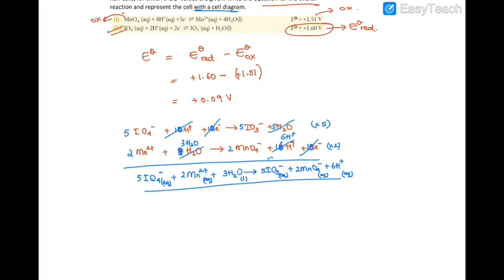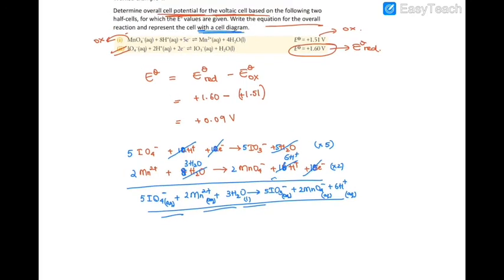For this question, it's asking you to draw the cell diagram. Actually, because you have aqueous and liquid over here, you're not going to be asked to draw such a cell diagram, so you can just ignore this question here.